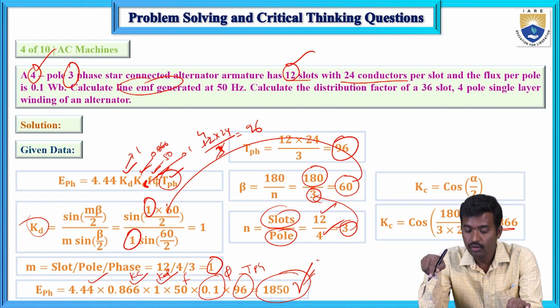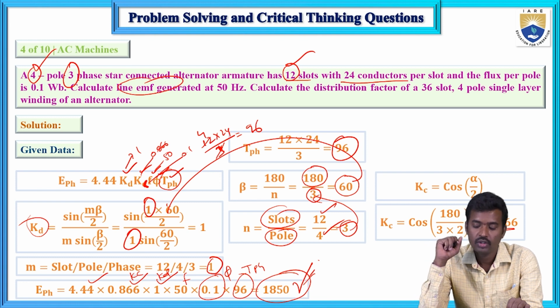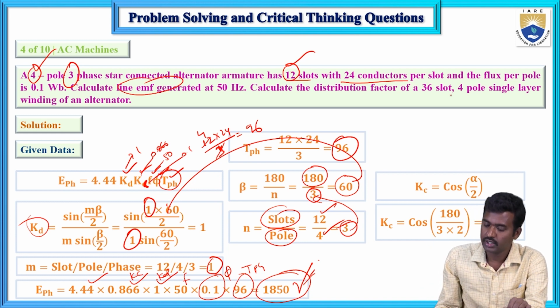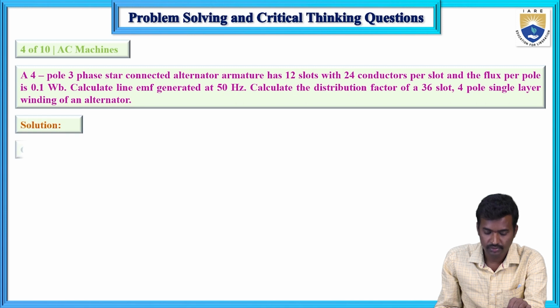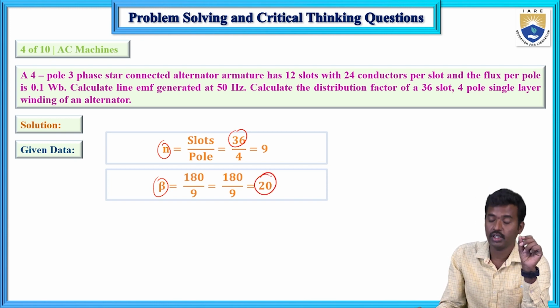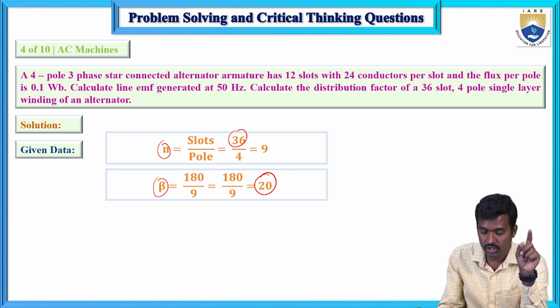Now here is another question, the second question: the distribution factor of a 36 slots 4-pole single layer winding of an alternator. The only difference is 12 slots versus 36 slots. So in that case, n equals 36 slots per pole, which equals 9, and beta equals 180 by 9. So beta equals 20. In the previous case, beta equals 60.